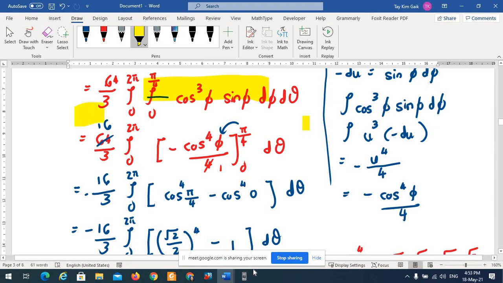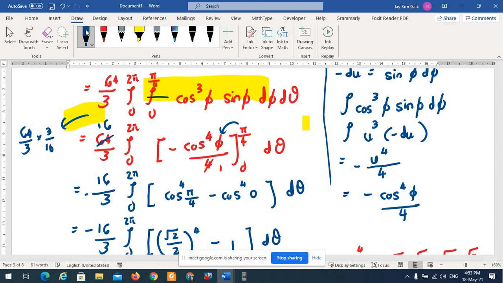And from here, if you use the calculator straight away, you get 64 over 3, and then 3 over 16, and then lastly integrate 0 to 2 pi d theta. This part you get 2 pi. This is 3 over 16, so this is 4. And then 4 times 2 pi, also you get 8 pi.